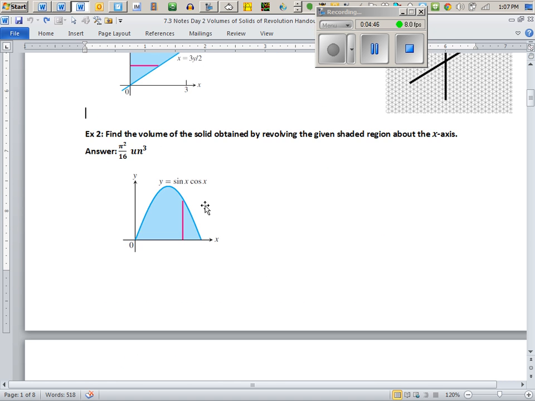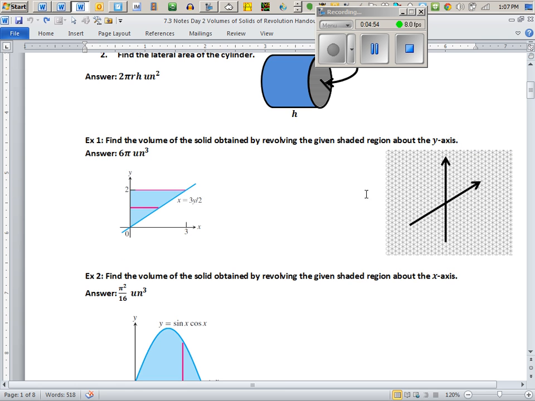It reappeared. Okay, somehow that thing got pasted over with isometric paper. That's all right. There it is. We're going to be rotating this thing around the y-axis. Okay, the answer is going to come out to 6 pi, as we'll see here.